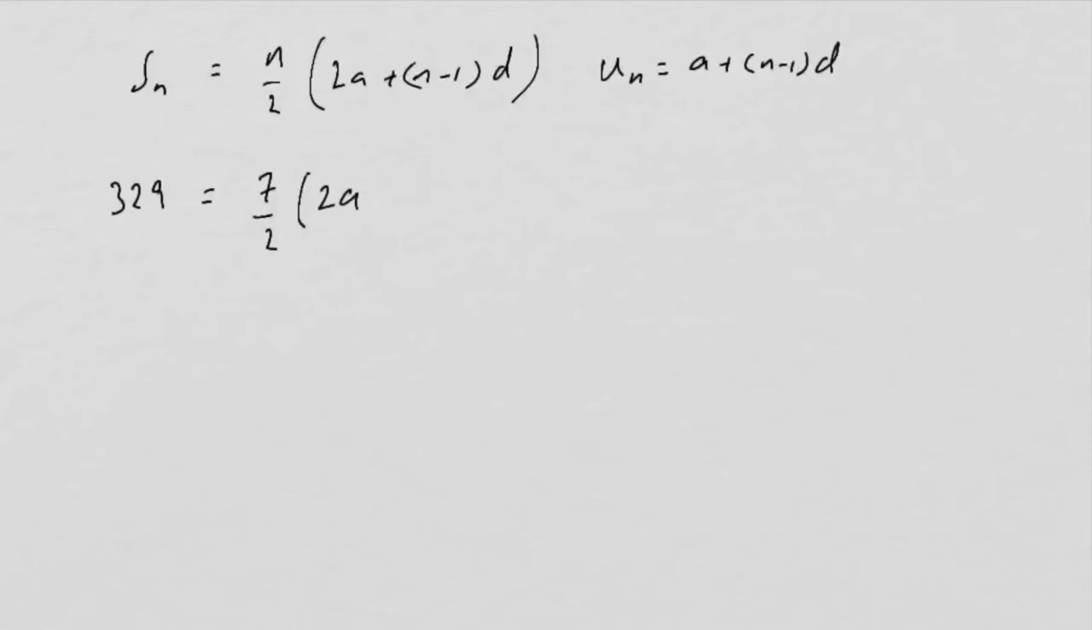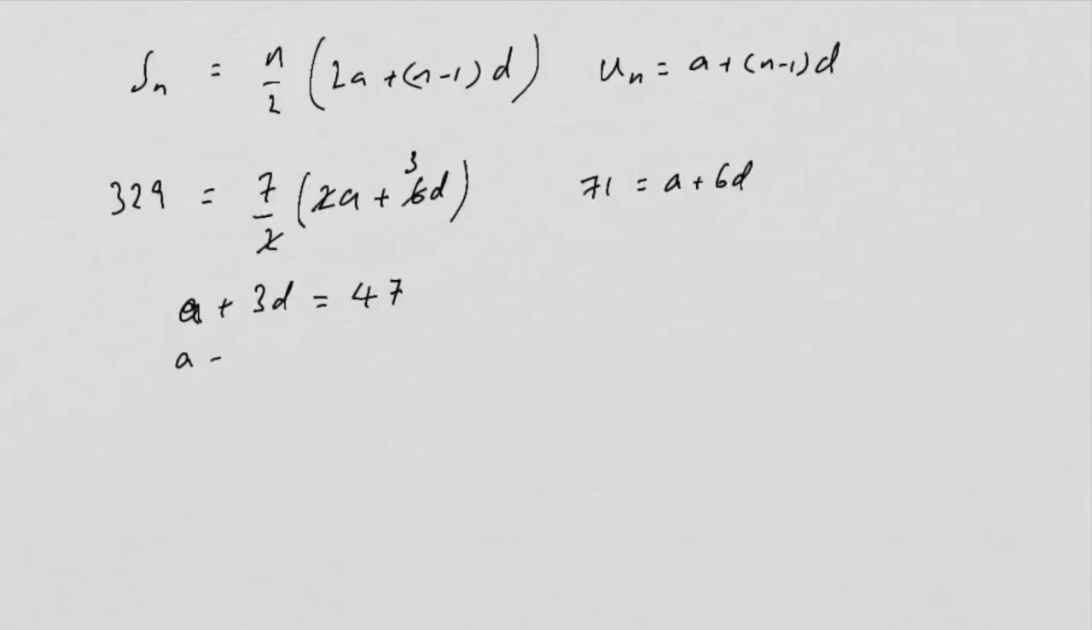We don't know a. 7 take away 1 is 6, so we're left with 6d, and we know that the 7th term is 71, so here we have 71 is a plus 6d. And if we tidy this up, we can cancel the 2 with that 2 and make that 6 into a 3. We can divide by 7, and that then leaves us with a plus 3d equals 47. So 329 divided by 7 is 47.